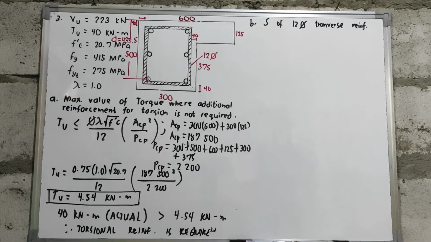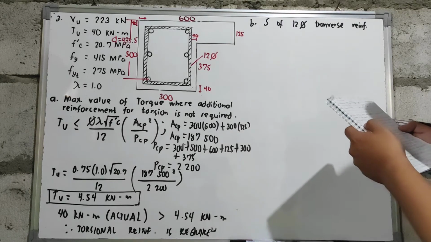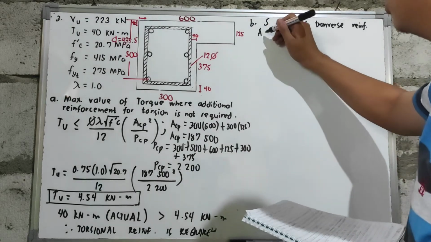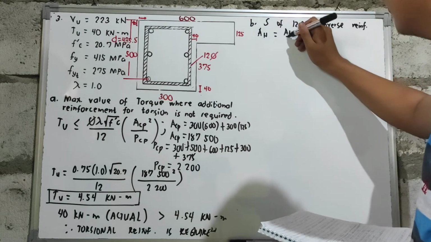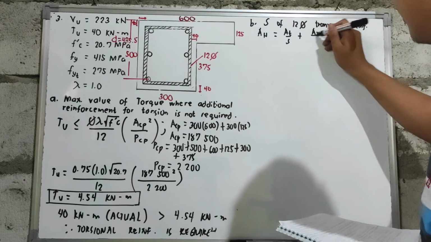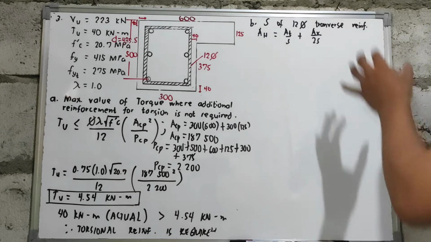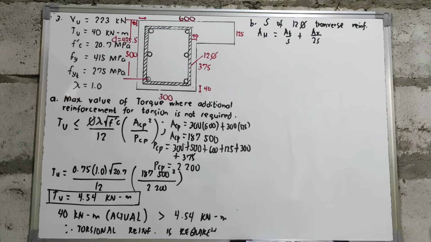So recalling yung mga formulas natin para makuha natin yung transverse reinforcement, that is equal to AH is equals to AT over S plus AV over 2S. So for this one, since we are considering transverse reinforcement, let's compute now yung value ng AOH natin, at saka yung PH. So paano po natin yon kukunin?